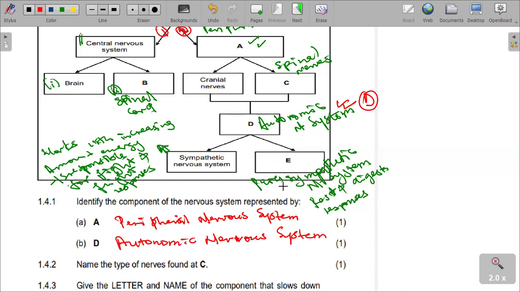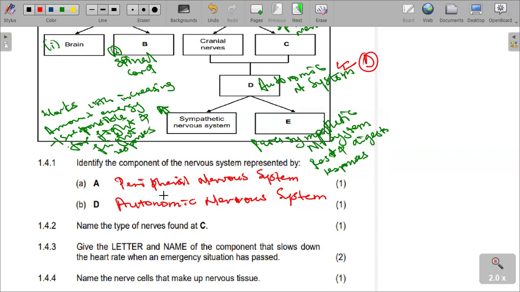Name the type of nerves found at C. We have already answered it, as we said that C is formed by the spinal nerves. I'm sure we have seen in my introduction that the type of nerves found at C are spinal nerves. That is very correct.